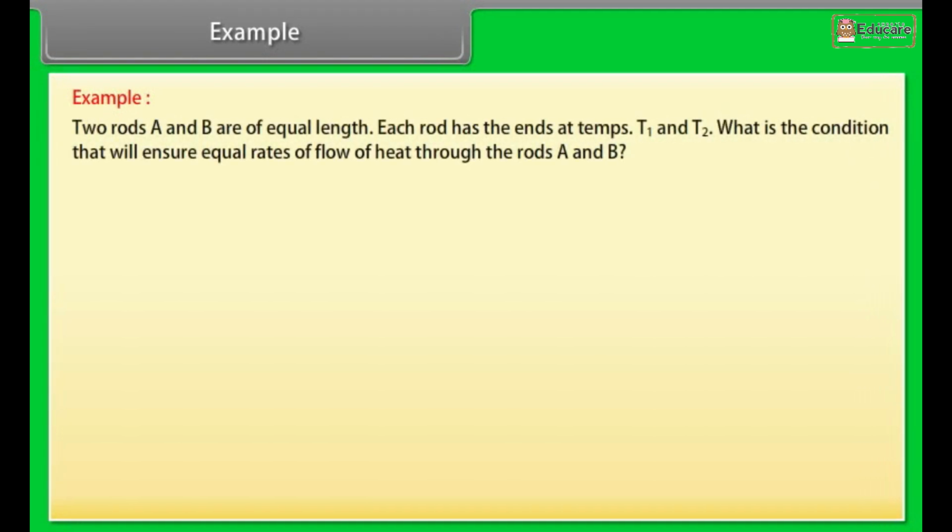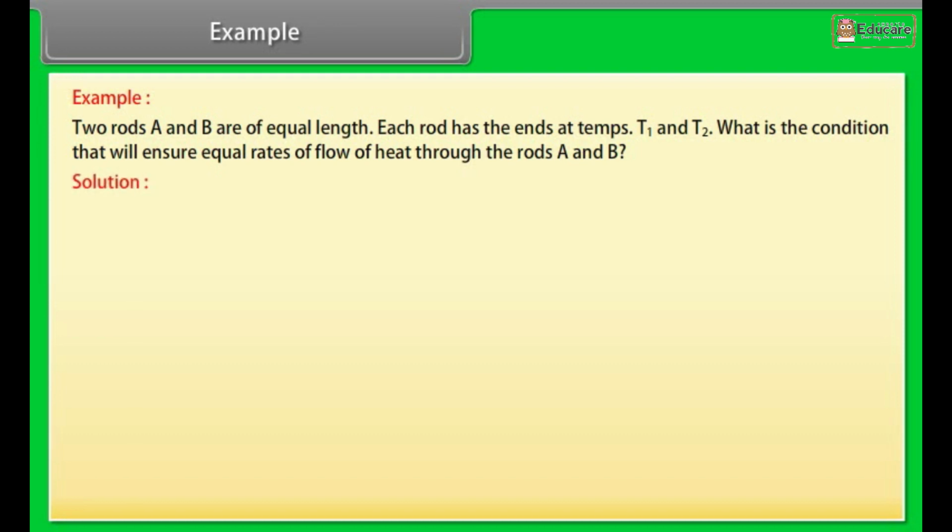Example. Let us take an example of thermal conductivity. Two rods A and B are of equal length. Each rod has its ends at temperatures T1 and T2. What is the condition that will ensure equal rates of flow of heat through the rods A and B?